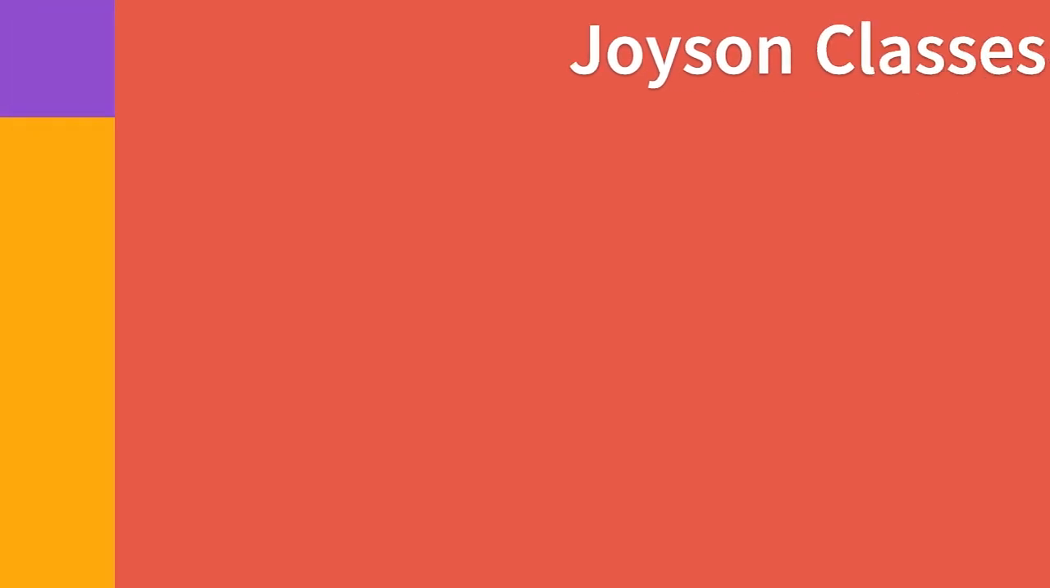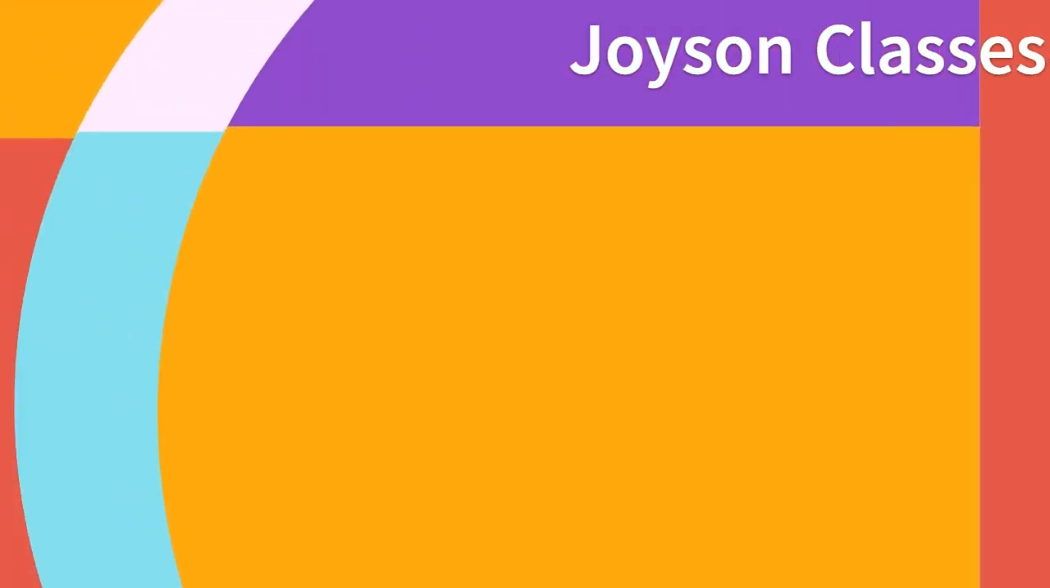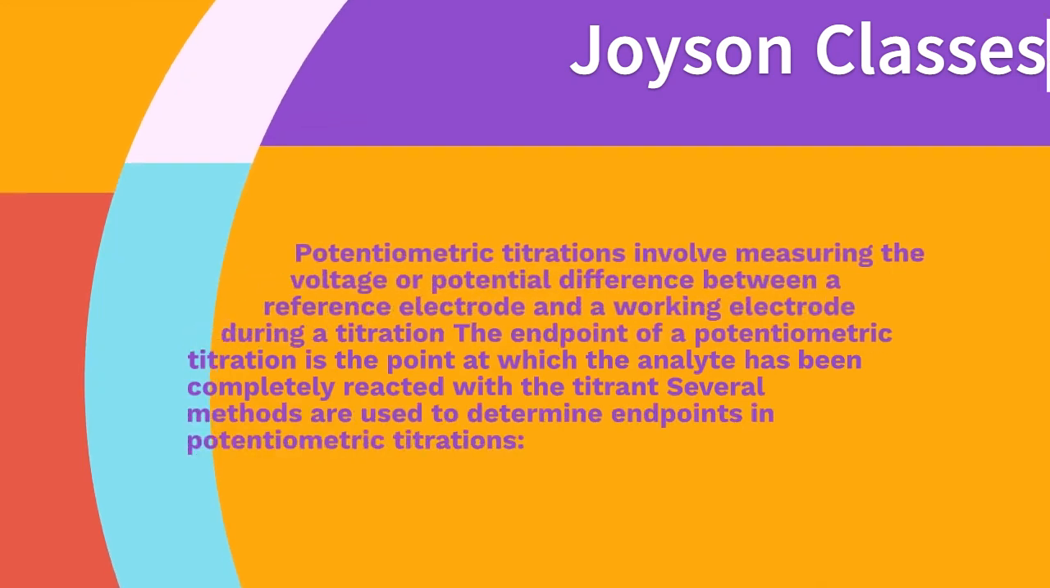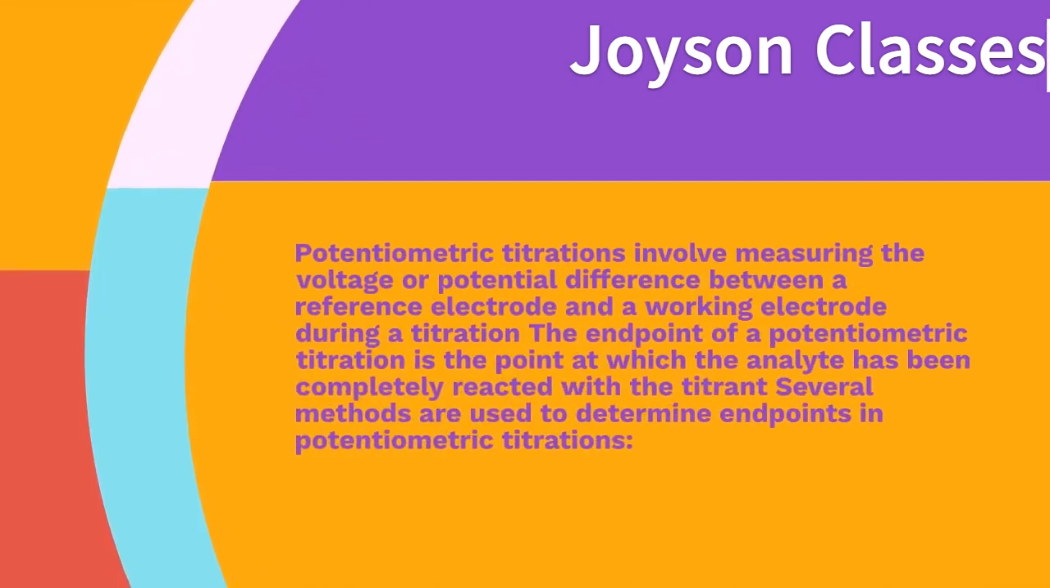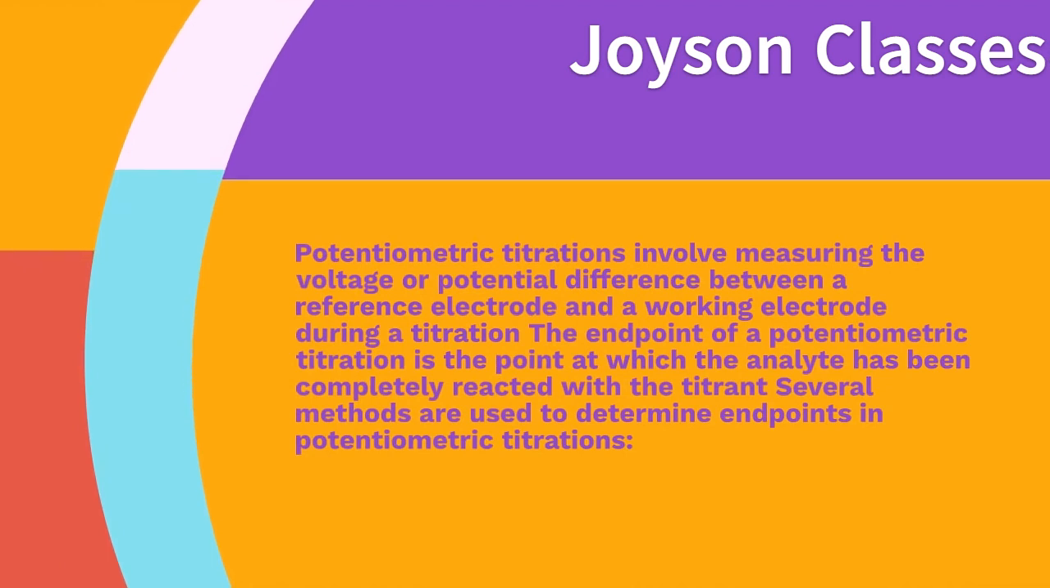Potentiometric titrations involve measuring the voltage or potential difference between a reference electrode and a working electrode during a titration. The endpoint of a potentiometric titration is the point at which the analyte has been completely reacted with the titrant. Several methods are used to determine endpoints in potentiometric titrations.